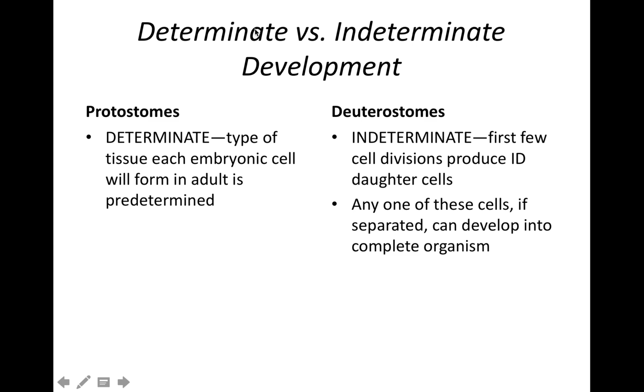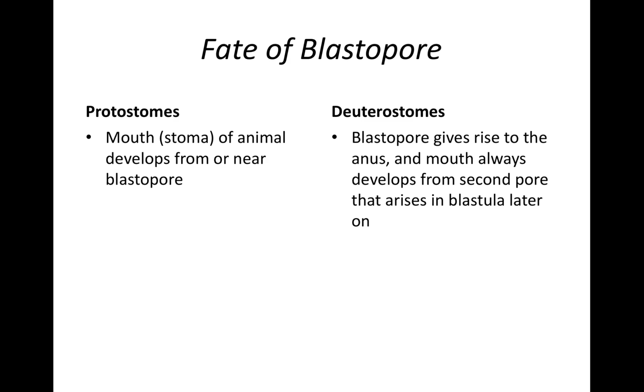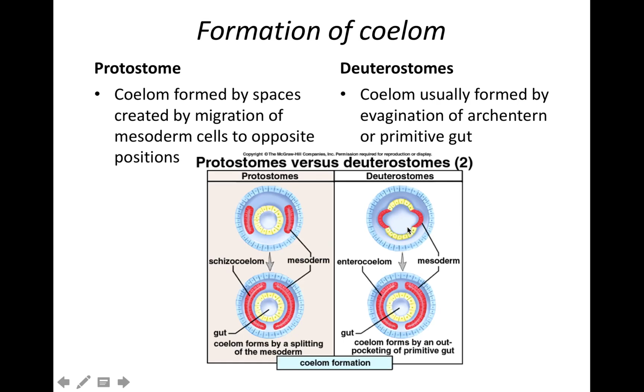Okay, determinate versus indeterminate development. With protostomes, each embryonic cell is predetermined. It's already decided what it's going to be. But in deuterostomes, it's indeterminate. After the first couple rounds of cell division, it produces identical cells, and any one of these cells can develop into a complete organism. So that's another difference between protostomes and deuterostomes. The blastopore, which is the first little indentation, becomes the mouth in protostomes. In deuterostomes, it becomes the anus.